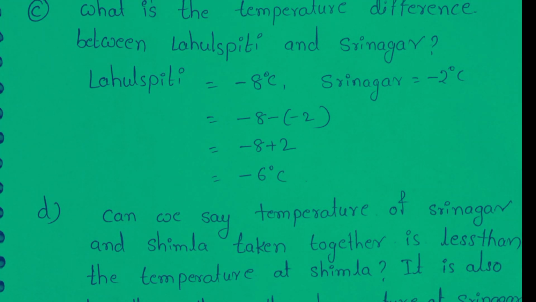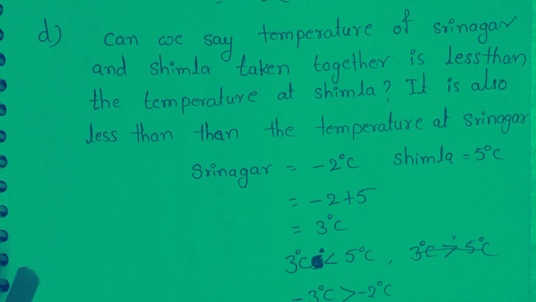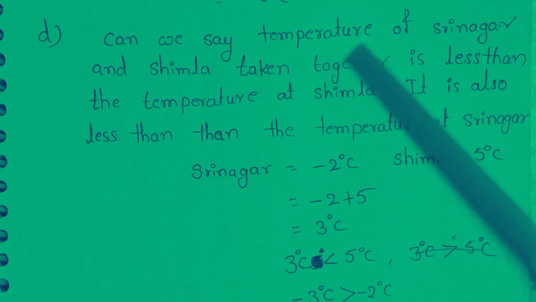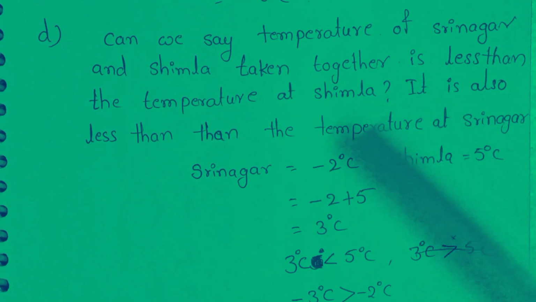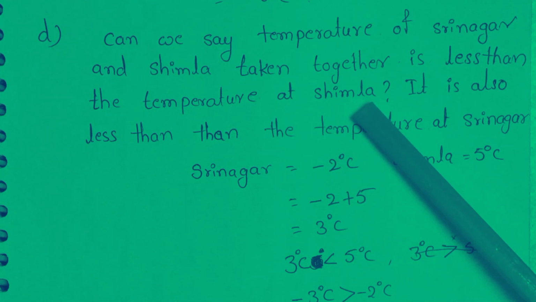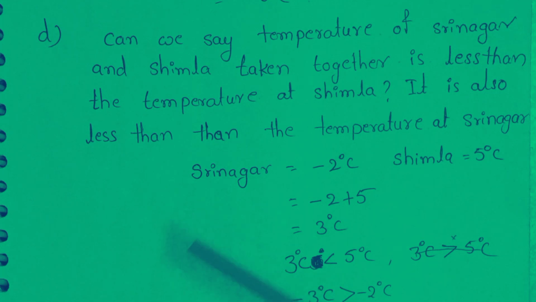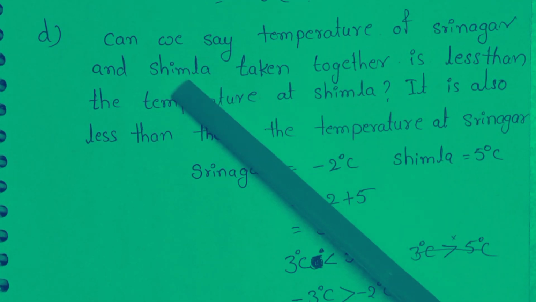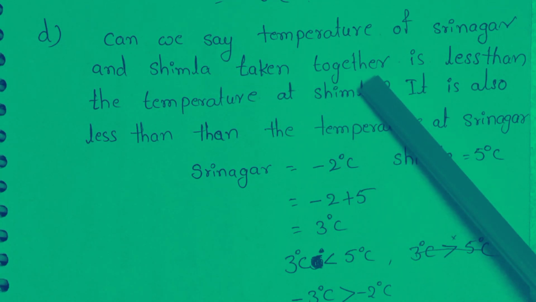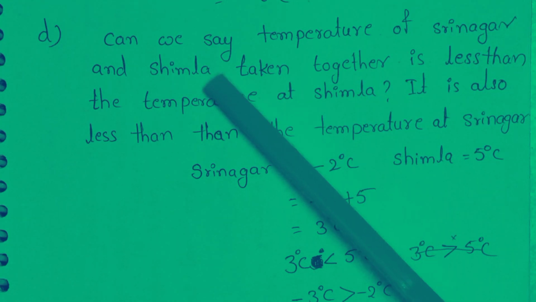Next one is question D. Can we say the temperature of Srinagar and Shimla taken together is less than the temperature at Shimla? It is also less than the temperature of Srinagar. Now, what is the question? Can we say the temperature of Srinagar and Shimla taken together? Taken together means add, both places. Srinagar temperature and Shimla temperature.